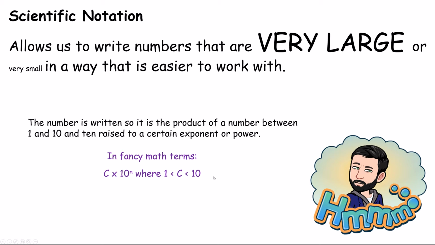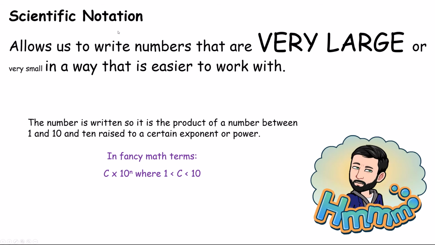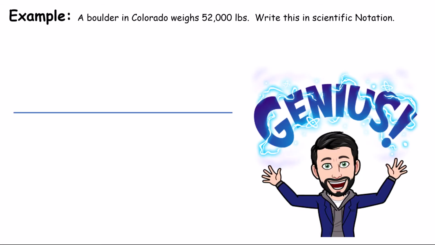And then I gave that to you in fancy math terms. We have this constant factor over here multiplied by a bunch of 10s to turn it into the form we want. And we said the rule is that this constant number or this factor at the beginning has to be a number between 1 and 10. Now we are going to review that just very quickly to make sure we're all on the same page. But then today we're going to talk about how we can compare and order numbers when they are written in scientific notation. So let's take a look at this.